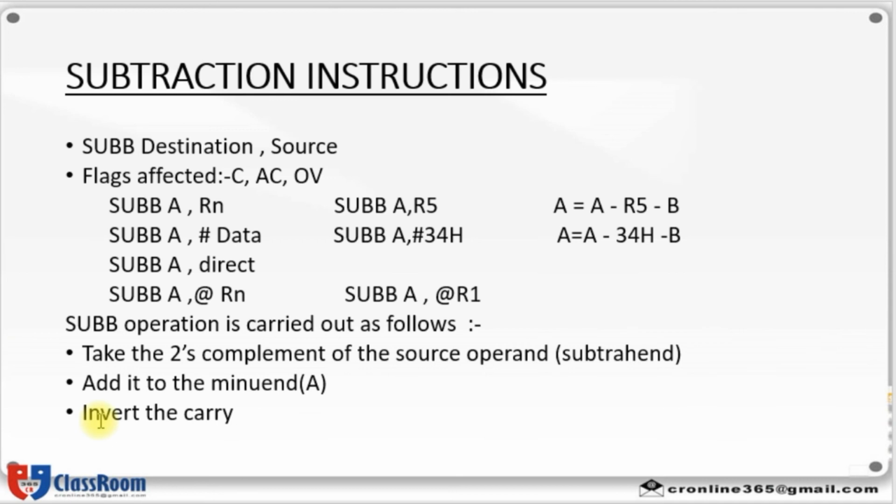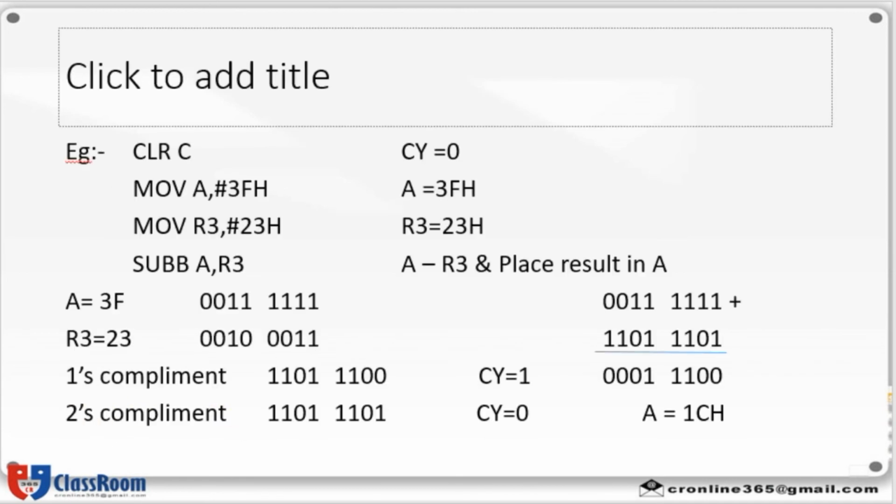Then the third step is to invert the carry. That means the carry you got as 1, you have to invert, so make this carry 0. So what is your result? The accumulator will be having the result as 1CH. This is how the 8051 microcontroller will perform it internally.